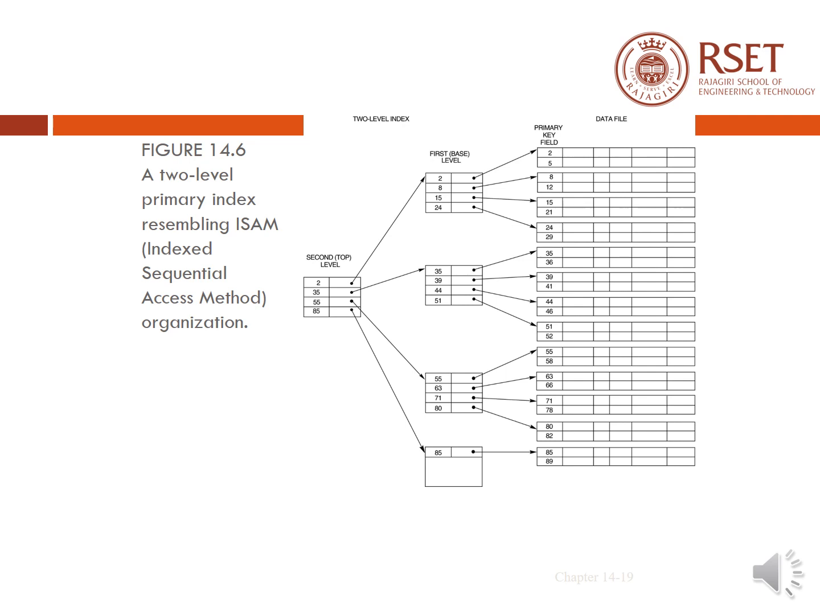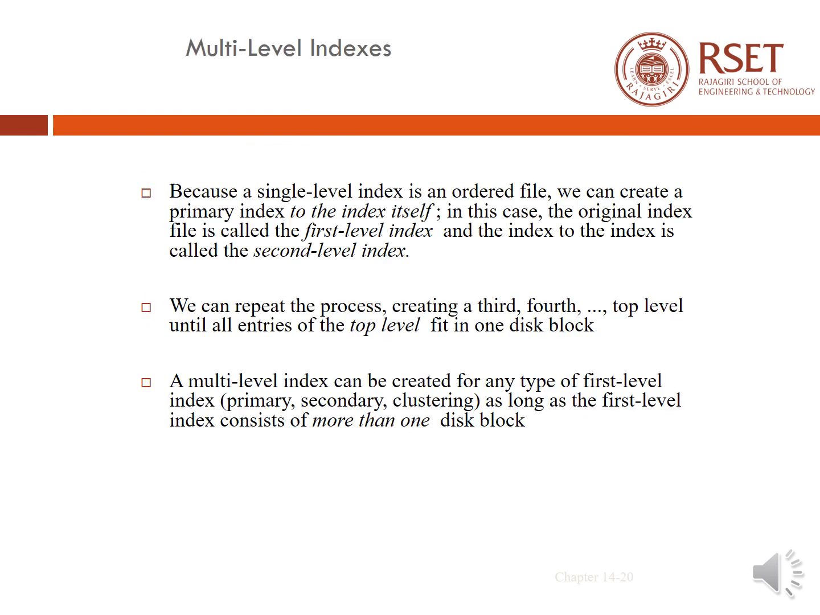This is applicable normally when a huge amount of data is there, so the index will be very large. So the index will be divided into blocks, and I can have a second level of index. Likewise, a third level, fourth level, like that levels of indexing are possible. So we will see the definition. A single level index is an ordered file. We can create a primary index to the index itself. So the original index is the first level, the other index created is the second level, and likewise the third level, fourth level are possible.